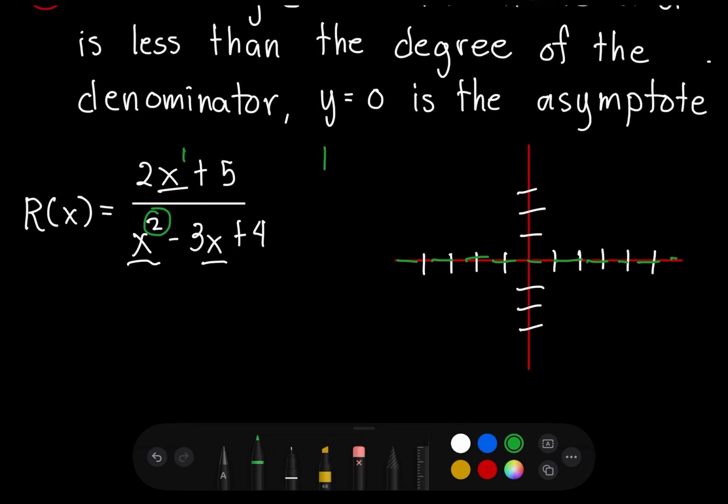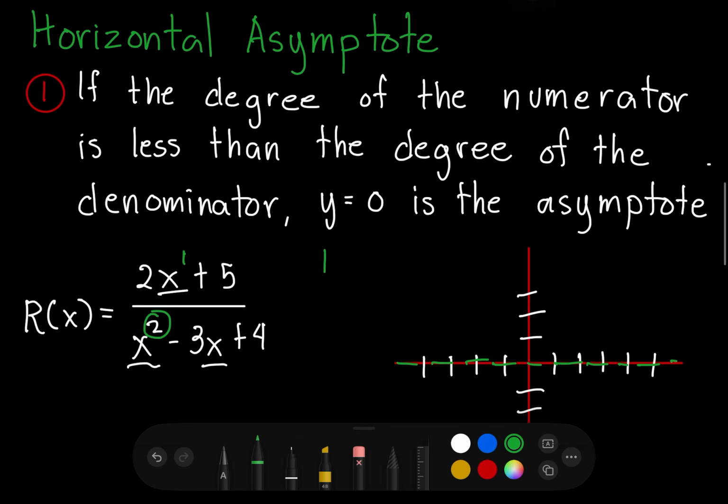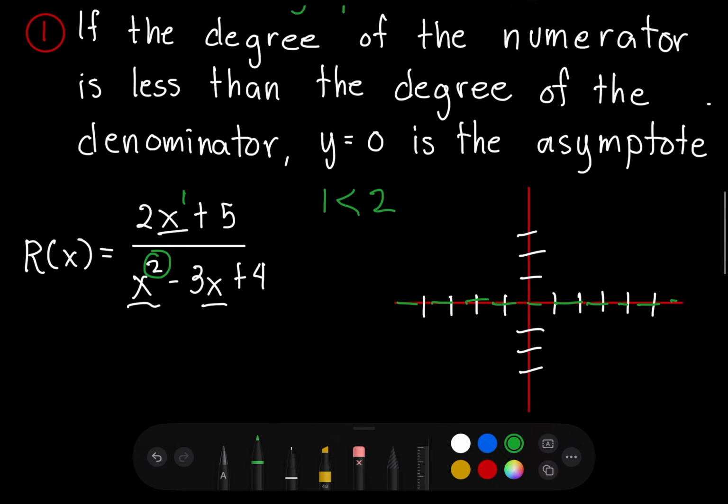Okay? Since the numerator has 1 as its degree and the denominator has 2 as its degree, we can say that the degree of the numerator is less than the degree of the denominator. Again, the degree of the numerator is less than the degree of the denominator. Therefore, the x-axis is our horizontal asymptote. Or, simply, y is equal to 0.